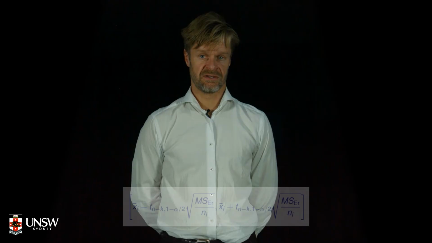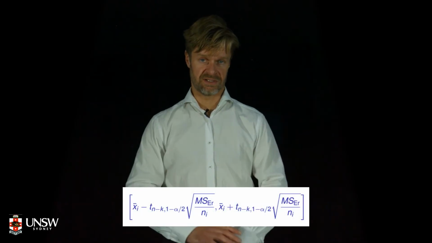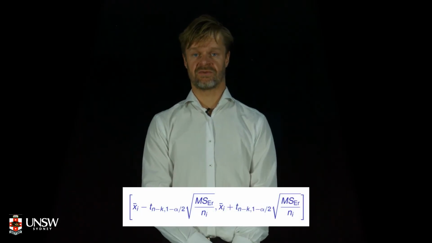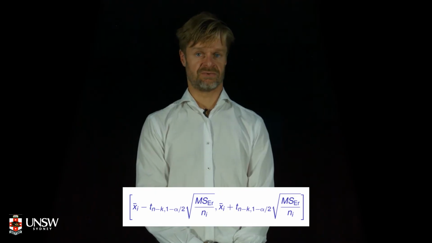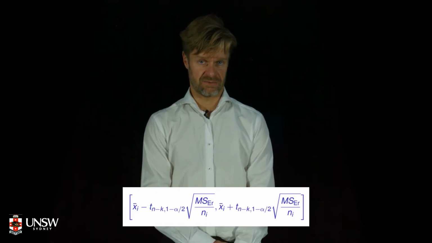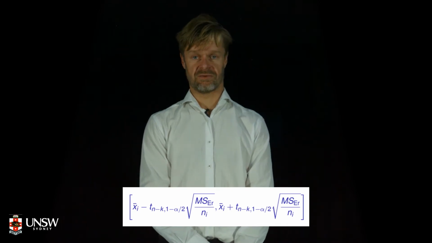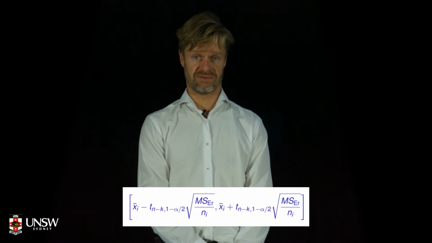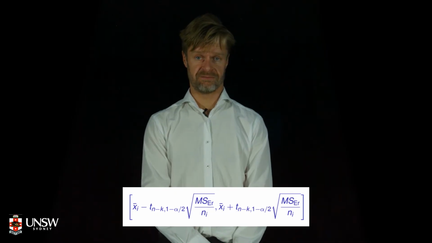So you could start by making inferences about individual means. It's probably better to look at pairwise differences. But here's a formula that you can use to construct a confidence interval for each individual mean. It looks a lot like what you saw back in week 5 when we did one sample inference and first made confidence intervals. This looks a lot like that confidence interval.